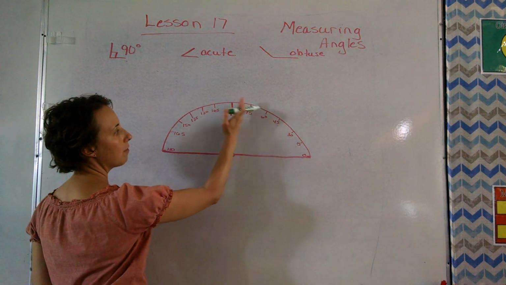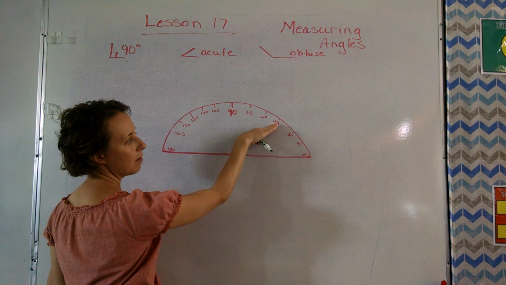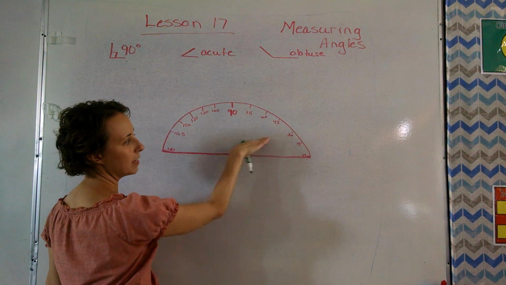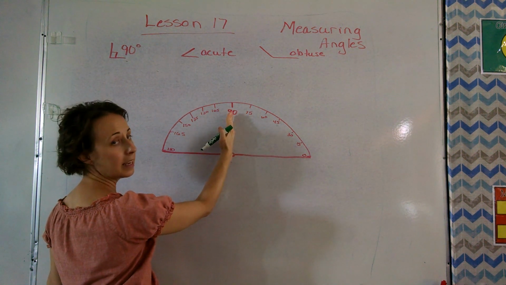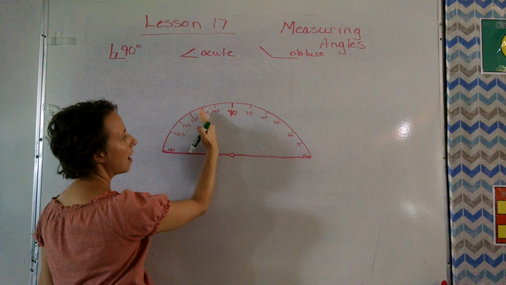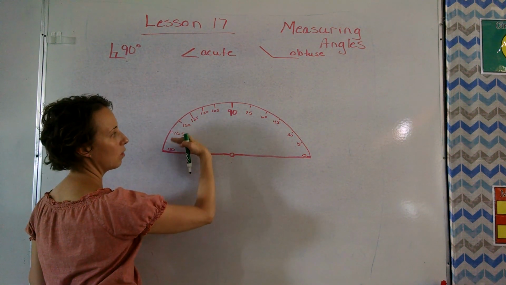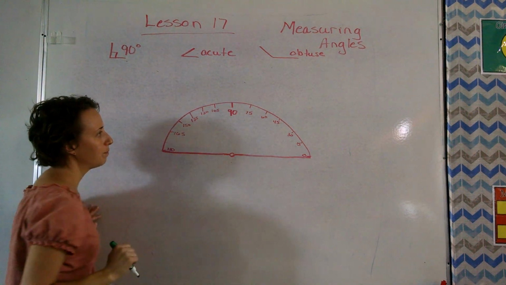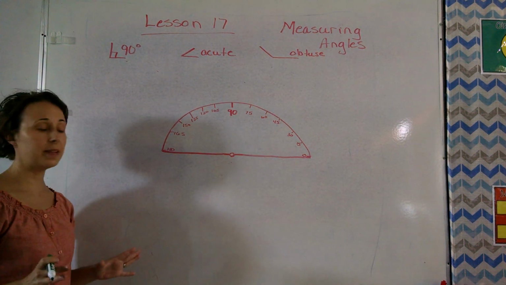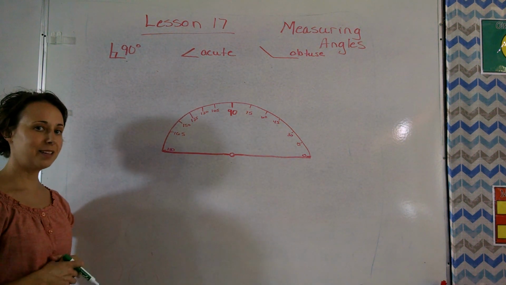Then you're going to mark off in between. 15, 30, 45. 45 should be right in the middle between 0 and 90. 60, 75, 90. 105, 120, 135. That should be about halfway between 90 and 180. 150, 165, 180. Pause the video here, please. Get your protractor drawn, and then we'll talk about how to use it.